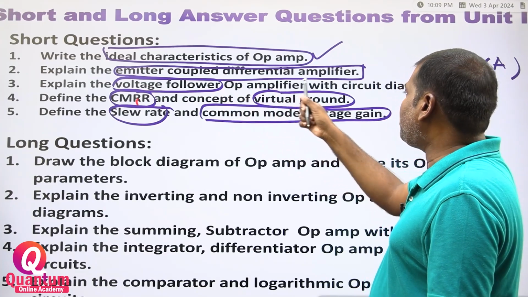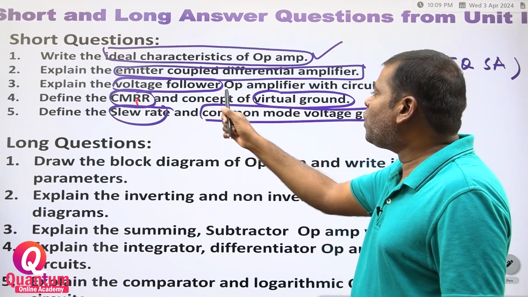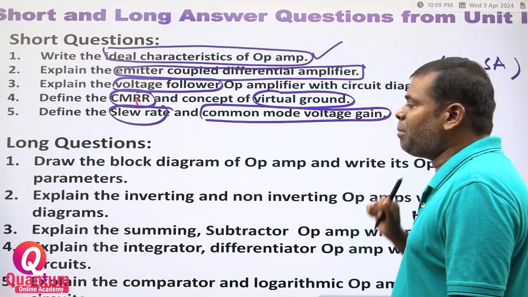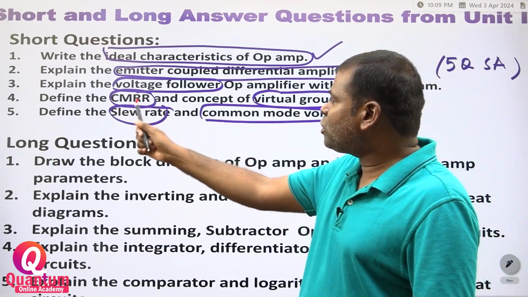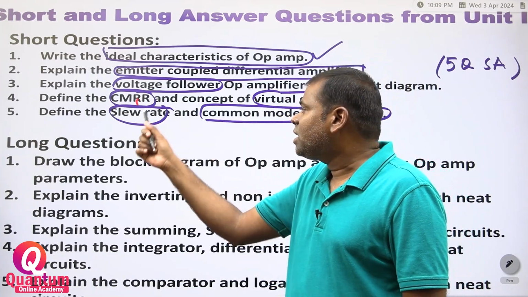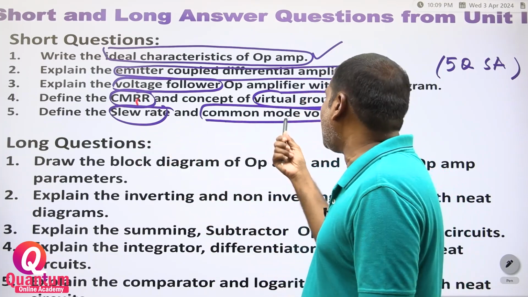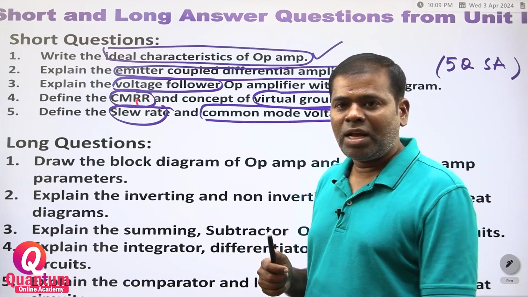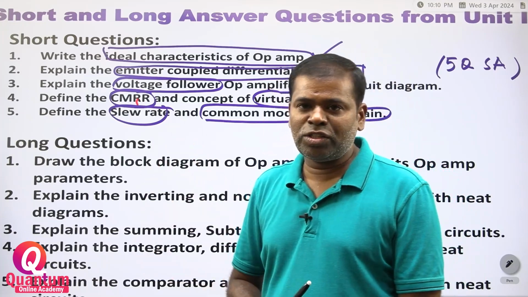Second one, emitter coupled differential amplifier. Third one, voltage follower operational amplifier with circuit diagram. Fourth one, common mode rejection ratio and concept of virtual ground. The fifth one is slew rate and common mode voltage gain. Clear? Right. Now the long questions you have to see.